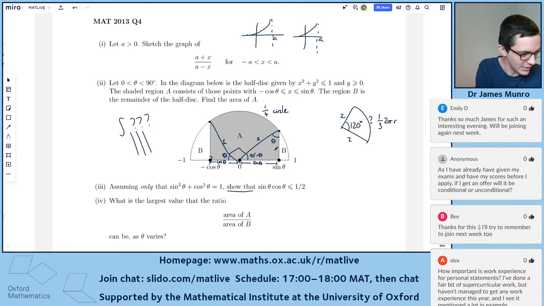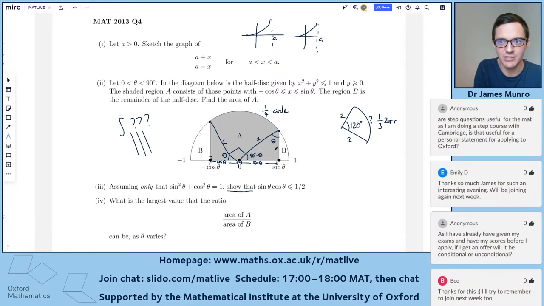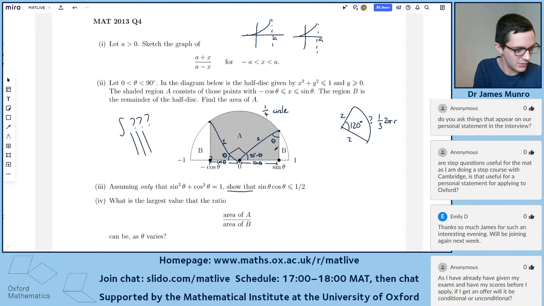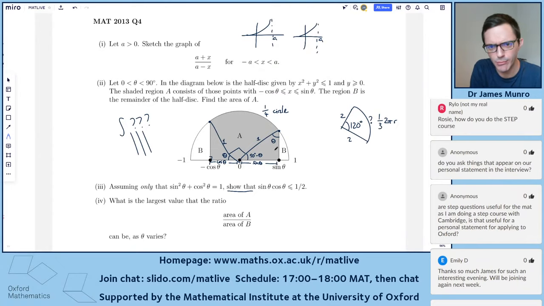The STEP course, it's an anonymous person. Yep, cool. The STEP course is great. I always endorse the STEP course. It's just fantastic. It's a really good thing. How do you do the STEP course? I think it might be the STEP Support Programme, which is linked on the MAT website, because it's great.